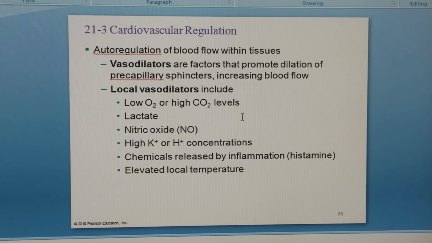Autoregulation of blood flow within tissues. Vasodilators are factors that promote dilation of precapillary sphincters, increasing blood flow. Here's a list of some of those local vasodilators.